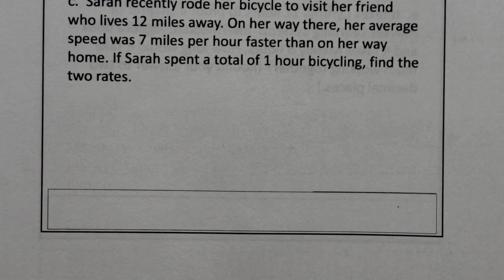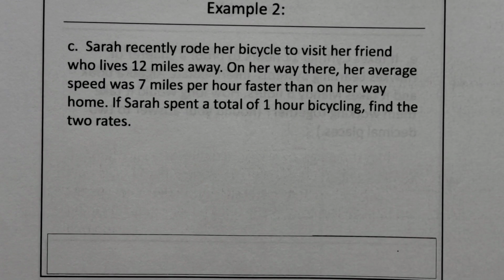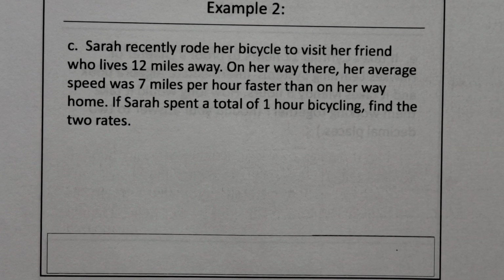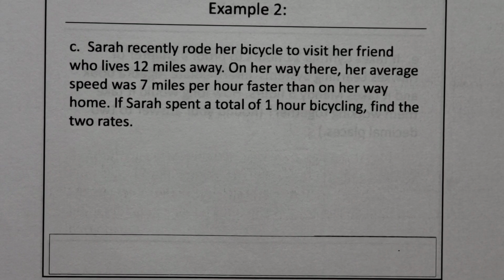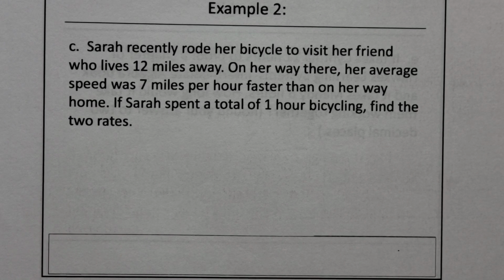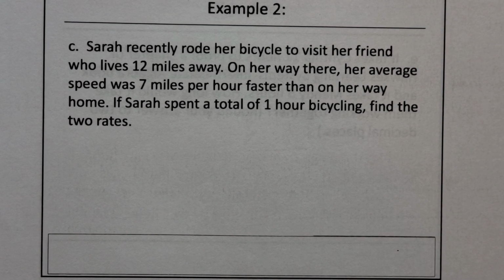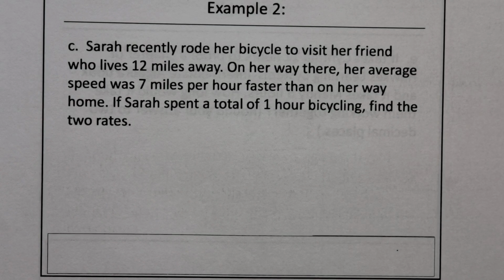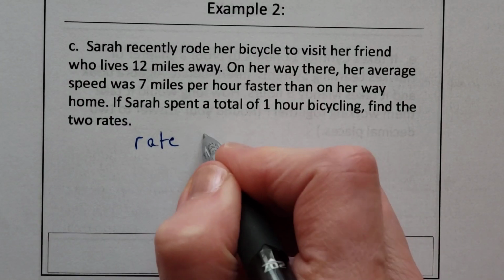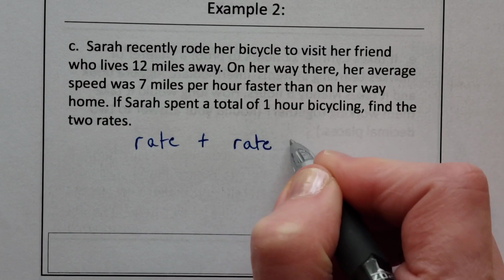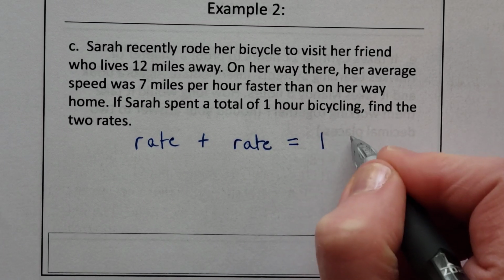All right, letter C. It says Sarah rode her bicycle to visit her friend who lives 12 miles away. On her way there, her average speed was 7 miles per hour faster than on her way home. Sarah spent a total of 1 hour bicycling. Find the 2 rates. So her total amount of time is 1 hour, right? So that sounds like distance, rate, and time, doesn't it? So she has 2 rates. So we have the time there plus the time back equals our total time, which is 1 hour.